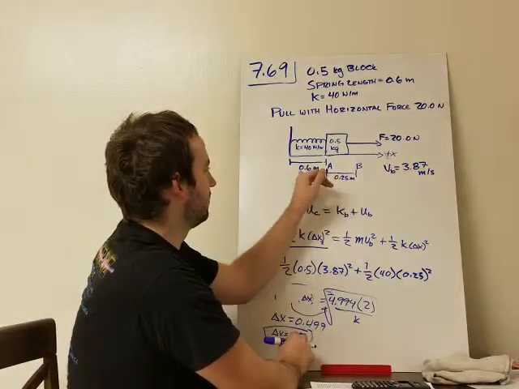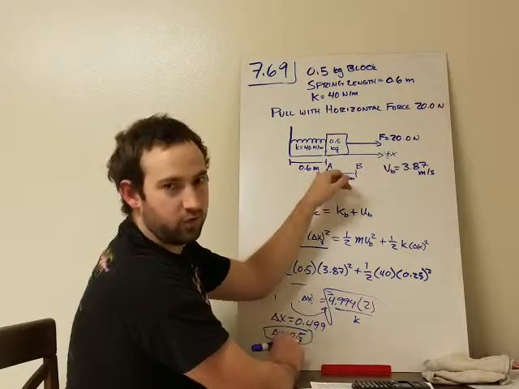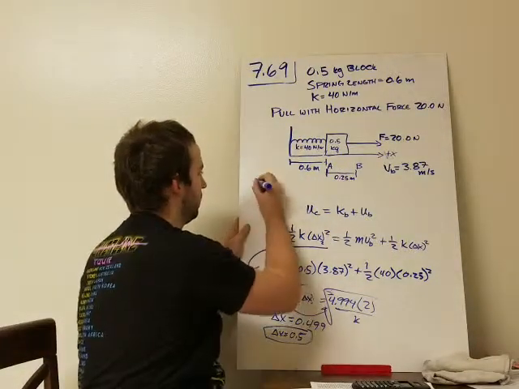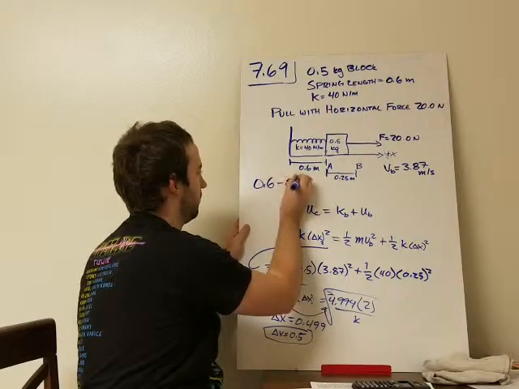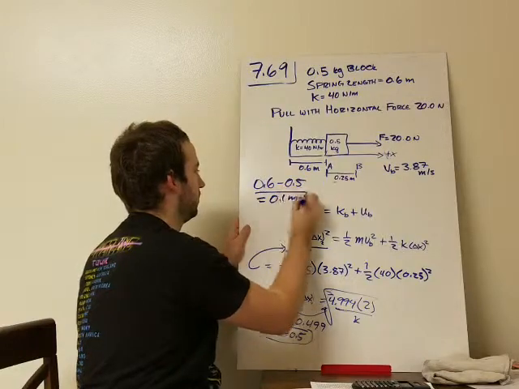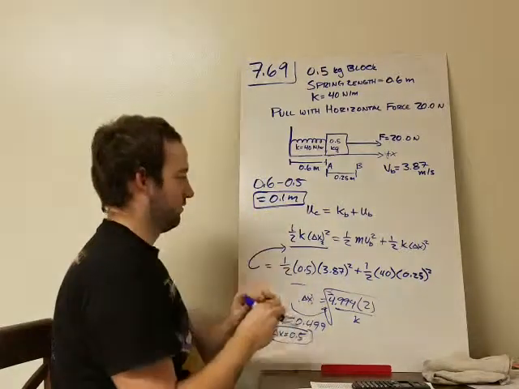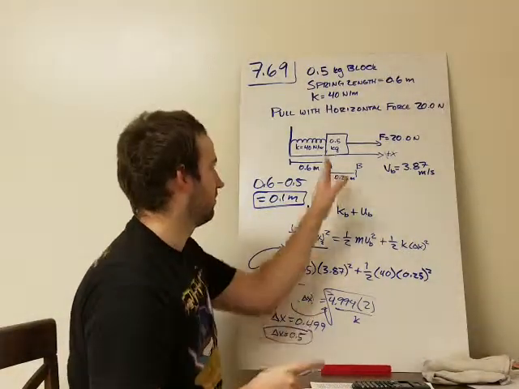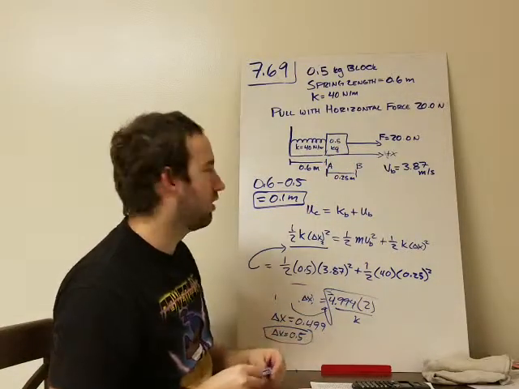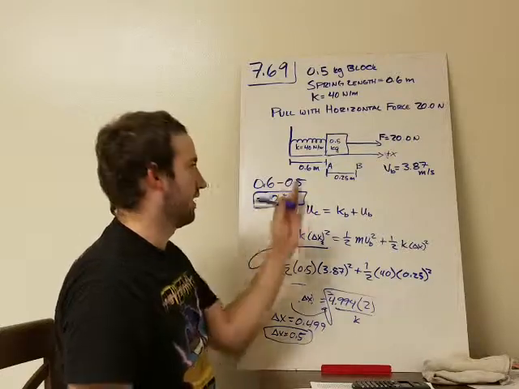But we still need to subtract it from this value to get how close it is to the wall. So 0.6 minus 0.5 equals 0.1 meters. So that is how close this block gets to the left edge, the wall, after it's let go at point B.